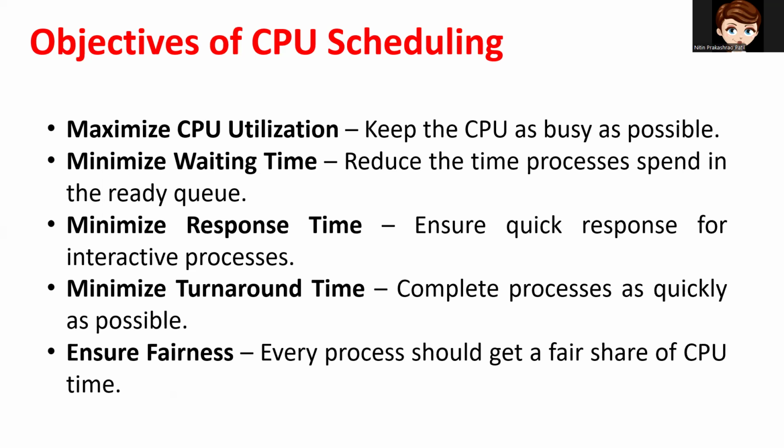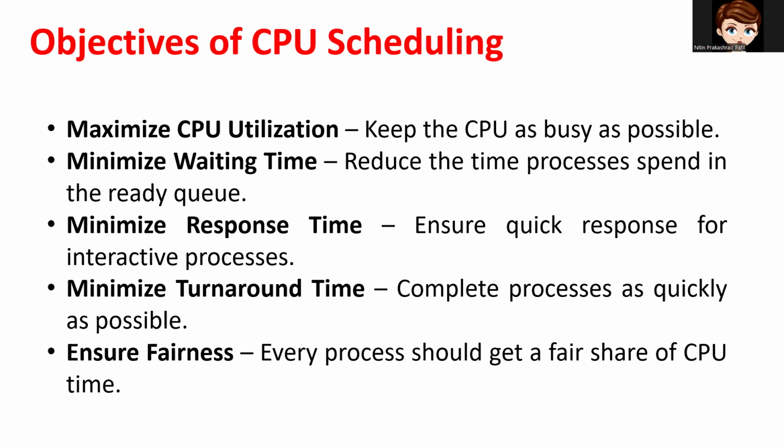The second objective is minimizing the waiting time. Now, waiting time is the duration a process spends in the ready queue before getting CPU time. Generally, a well-optimized scheduling algorithm reduces the average waiting time of a process. And that's the reason we are saying that the objective is to reduce the amount of time a process waits in the ready queue before execution.